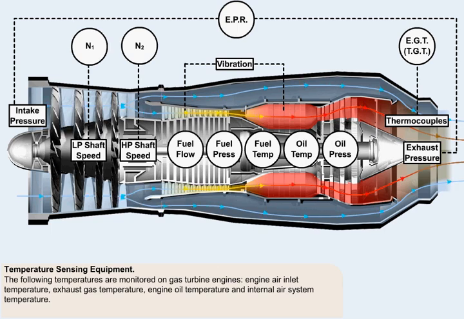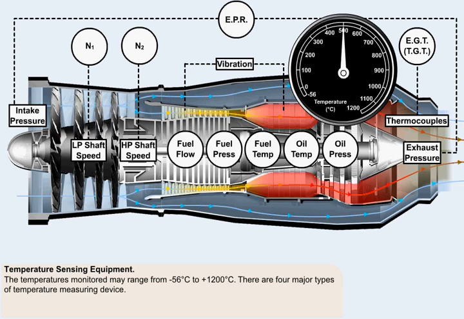The following temperatures are monitored on gas turbine engines: engine air inlet temperature, exhaust gas temperature, engine oil temperature, and internal air systems temperature. The temperatures monitored may range from -56 degrees Celsius to +1200 degrees Celsius. Different sensors are used depending on the temperature range to be monitored.